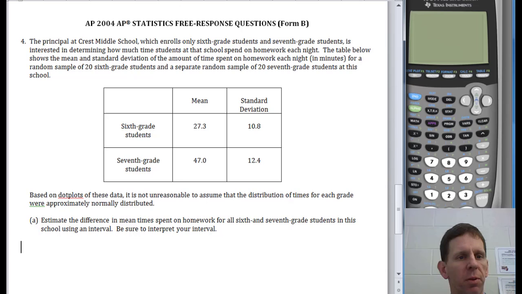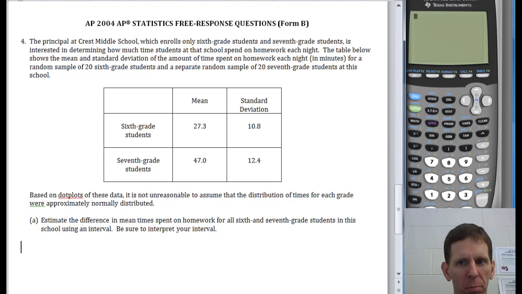The table below shows the mean and standard deviation of the amount of time spent on homework each night in minutes for a random sample of 26 6th grade students and a separate random sample of 27 7th grade students at this school. Based on dot plots of these data, it is not unreasonable to assume that the distribution of times for each grade were approximately normally distributed. Part A, estimate the difference in mean time spent on homework for all 6th and 7th grade students in this school using an interval. Be sure to interpret your interval.